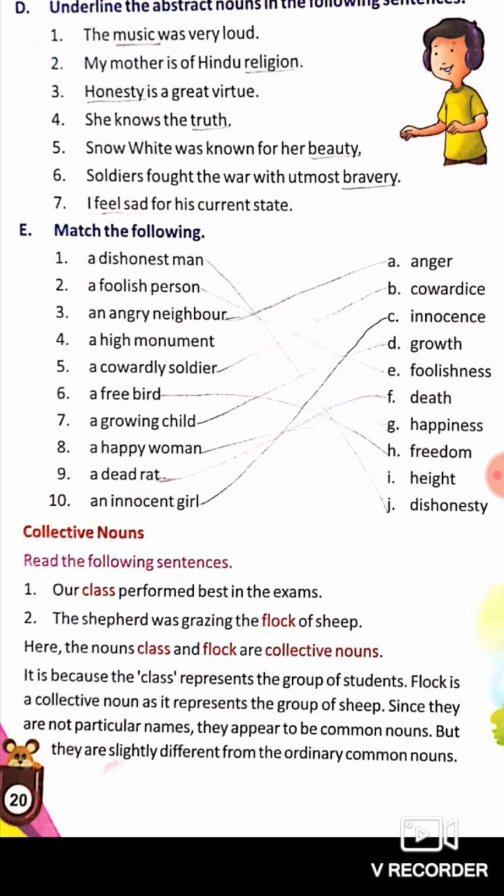Next one is collective noun. A collective noun is a collection of persons, animals, or things taken together or considered as one whole, as a group. Our class performed best in the exam. Here class means the group of students. That's why it is a collective noun. The shepherd was grazing the flock of sheep. So here flock means the group of sheep. Here the nouns class and flock are collective nouns. It is because the class represents the group of students. Flock is a collective noun as it represents the group of sheep.